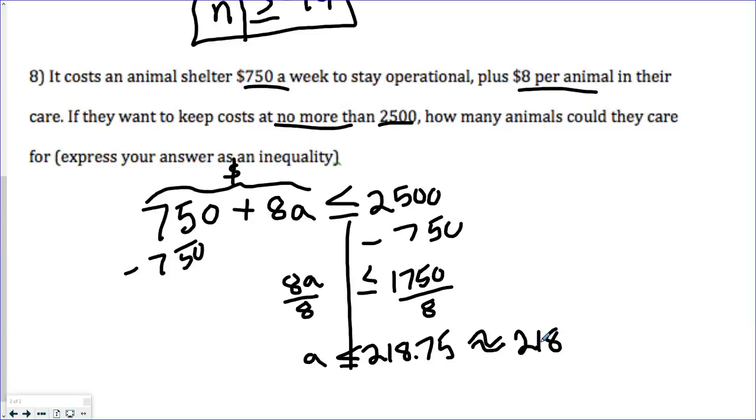So again, the only trick between these and equations is simply when you flip the sign, and that's when you're dividing or multiplying by a negative. If you can remember that rule there, then this is no different than solving equations.